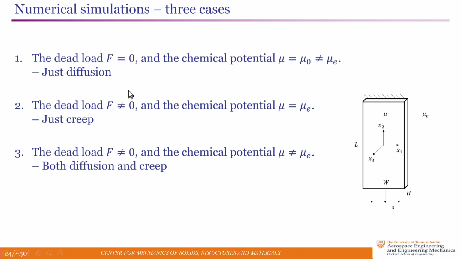Luckily, we know how to do these things because the first one is easy. Don't apply any load on it. It's just diffusion. The second one, we have found a way to do this by saying if you keep the chemical potential at 73%, there's no moisture exchange between the specimen and the surroundings, so it would be just the pure creep problem, and so we could do that.